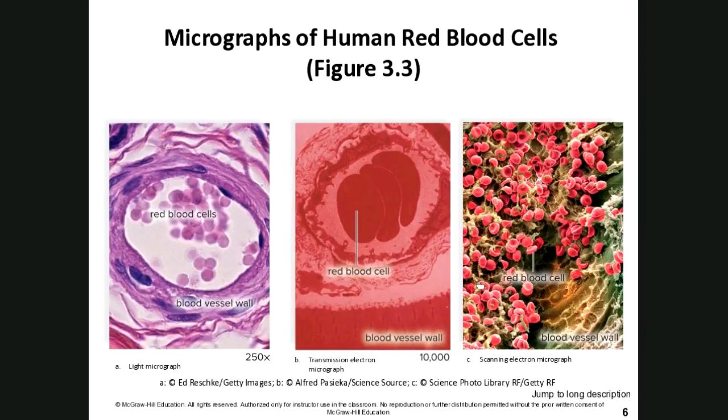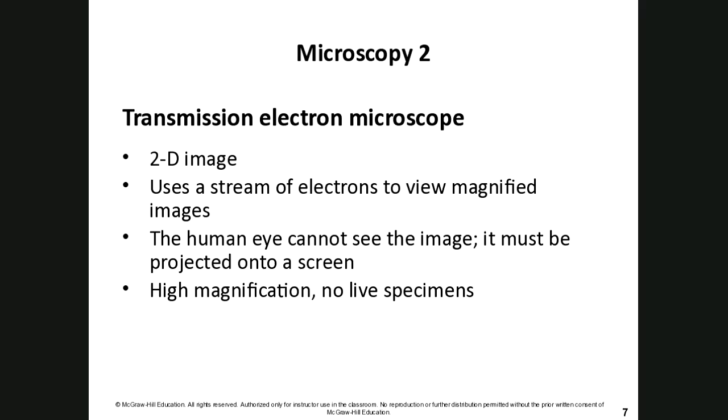Now, while electron microscopes are really cool and they give you really great resolving power and really great magnification, the only issue is that we have to stain the specimen with these really heavy metals, so we can't look at any live specimens. But the way that electron microscopes work is that instead of using a beam of light to magnify the image, they use a beam of electrons. And by doing so, they can magnify things to a size that even the human eye can't see, and then that image will be projected on a screen.